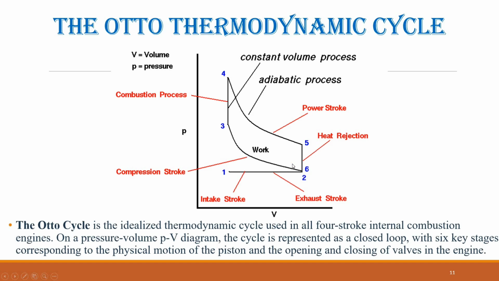The net work produced by the engine is represented by the area enclosed by the cycle on the PV diagram. In an ideal Otto cycle, there are no heat losses during compression and power strokes, no friction losses, and instantaneous combustion occurs at constant volume. In reality, engines experience losses due to friction, heat transfer, and non-instantaneous combustion, reducing the actual work output. These effects are accounted for using efficiency factors, so the real PV diagram is similar in shape but slightly smaller in area than the ideal diagram.